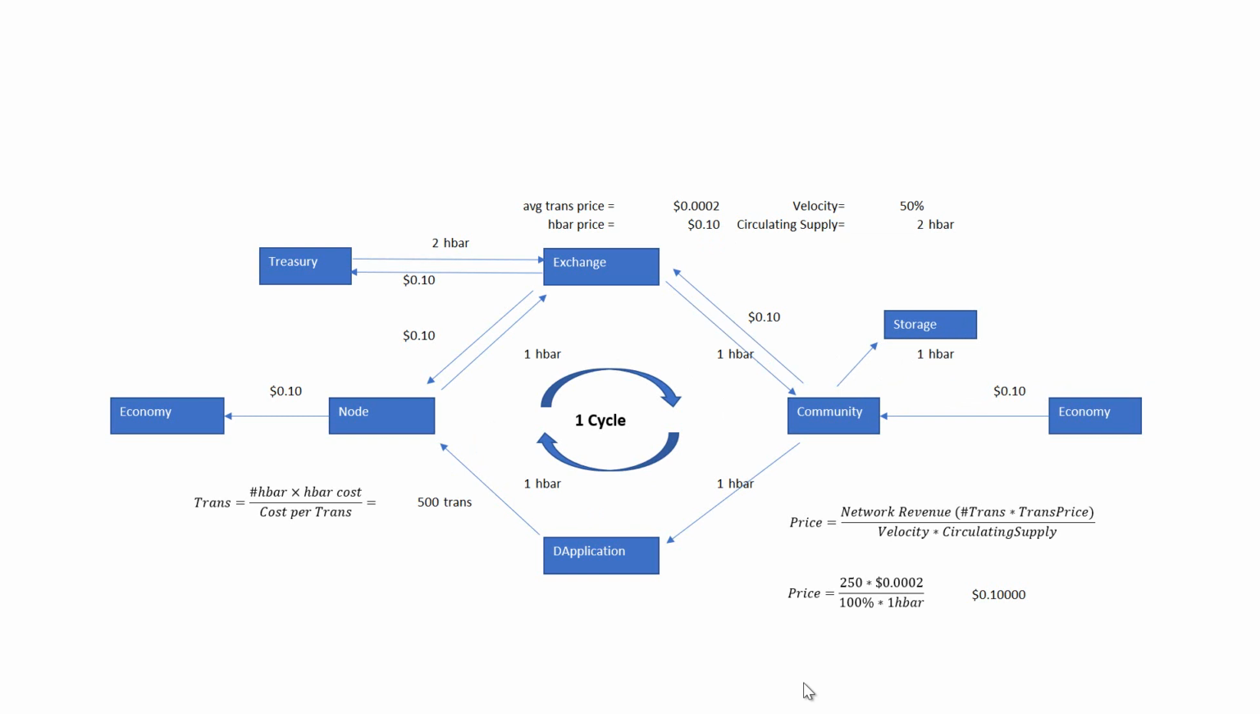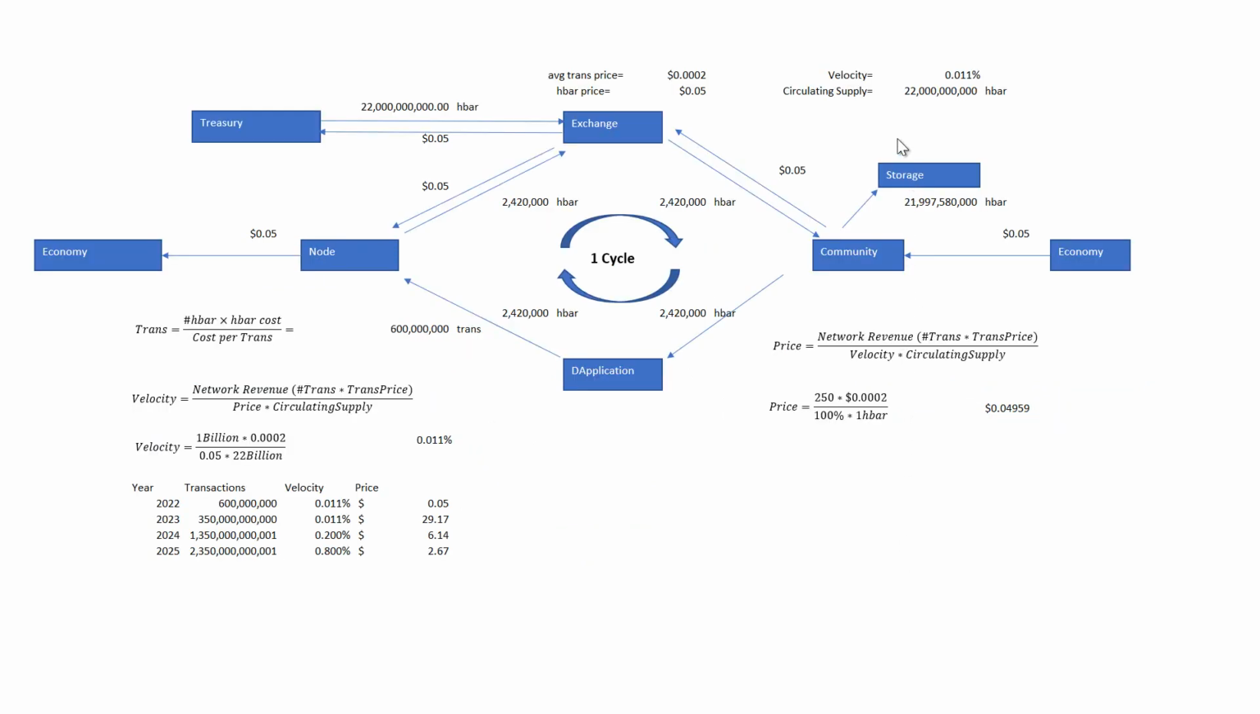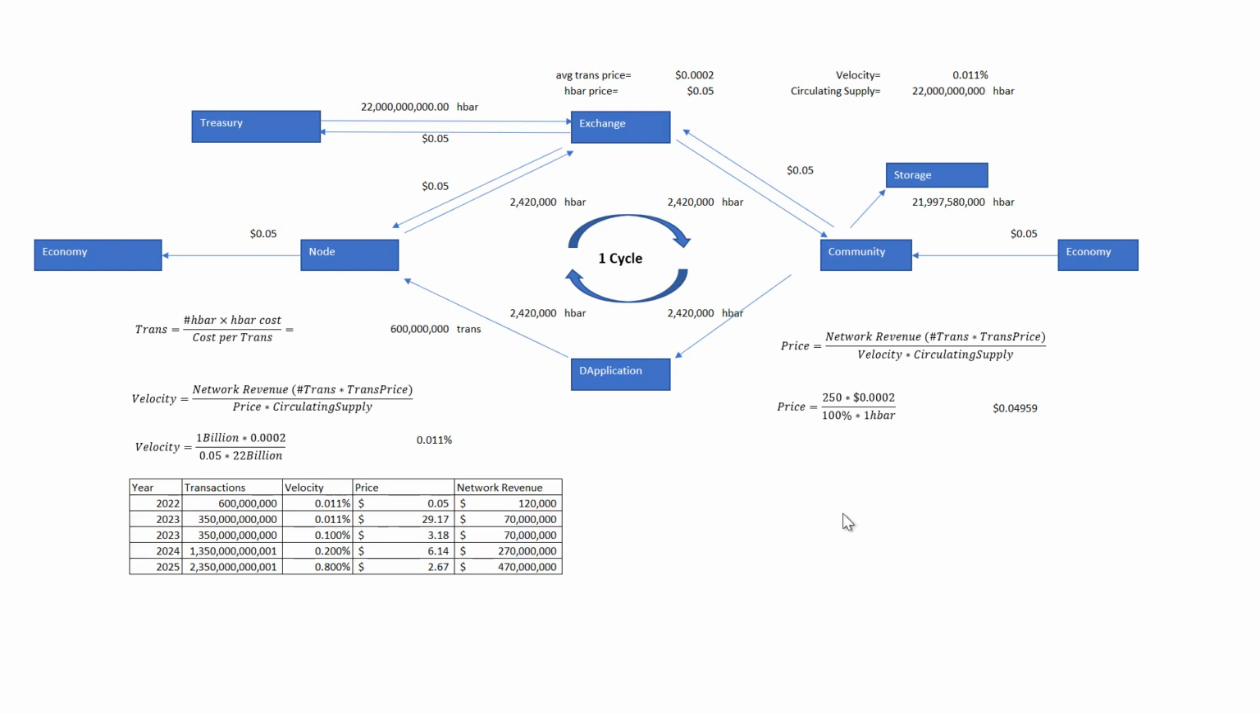Now that we understand some of the levers in the tokenomics cycle, we can begin to look at other areas of interest. Now that we have our model, let's look at some real-world numbers. Circulating supply is approximately 22 billion hbar. If we wanted to keep our 5-cent price level, our velocity would have to be a meager 0.011%. What this means is that most hbar are being held by the community waiting for this large transaction cycle to begin. Only 2,420,000 hbar are involved in the economic cycle right now to support this 5-cent price.